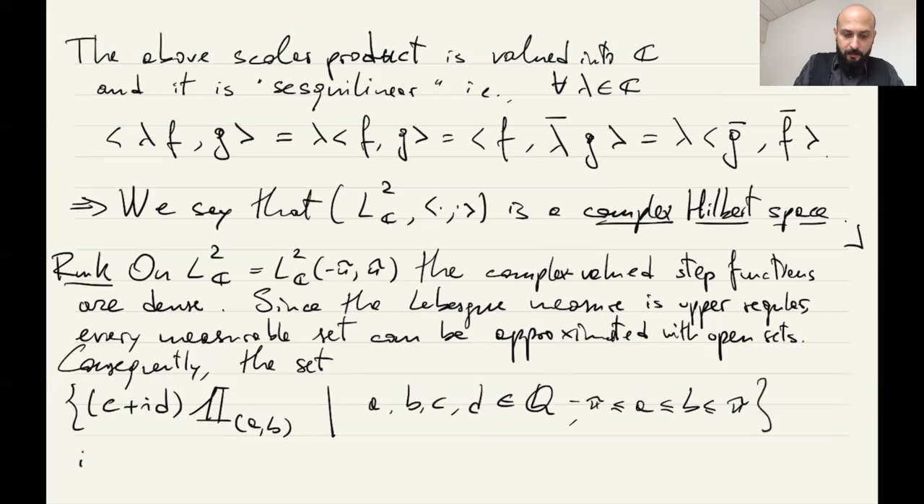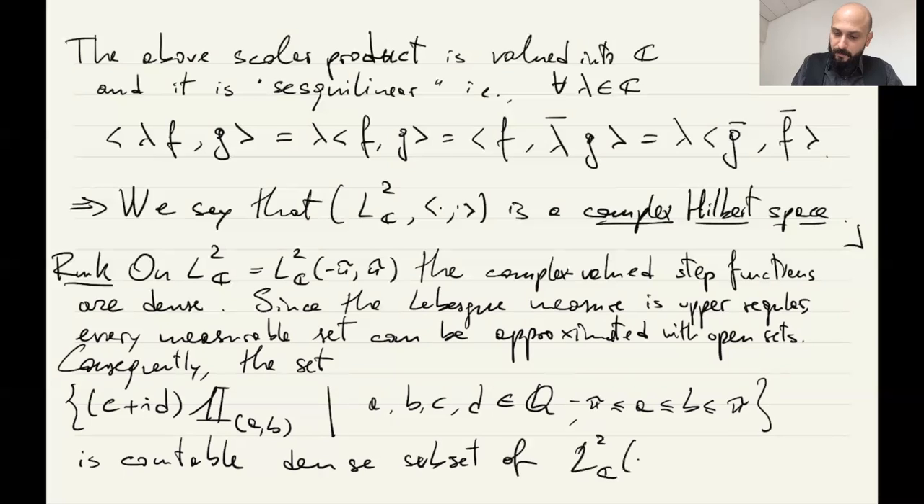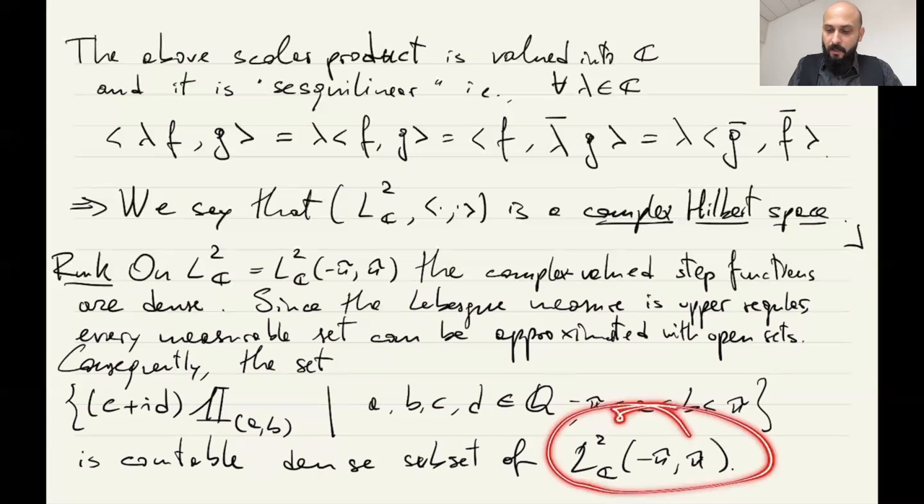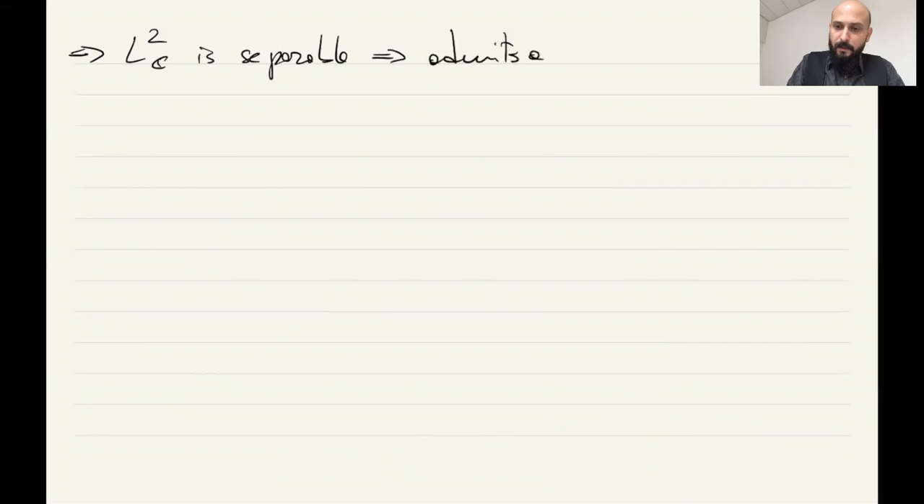This set is countable and dense, a subset of L2 complex of minus pi pi. Okay, so this means that this L2 is separable, and therefore it admits a Hilbert basis. So what we understood is that L2 complex is separable, and therefore admits a Hilbert basis.